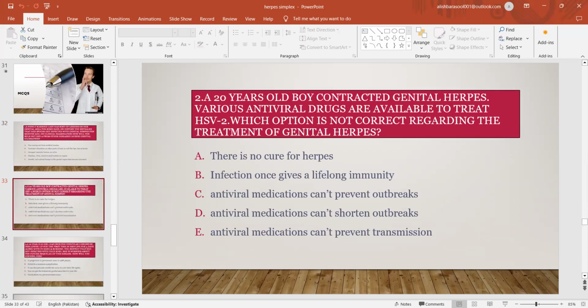A 20-year-old boy contracted genital herpes. Various antiviral drugs are available to treat herpes simplex virus. Which option is not correct regarding the treatment of genital herpes? A. There's no cure for herpes. B. Infection once gives lifelong immunity. C. Antiviral medication can't prevent outbreaks. D. Antiviral medication can't shorten the outbreaks. E. Antiviral medications can't prevent the transmission.